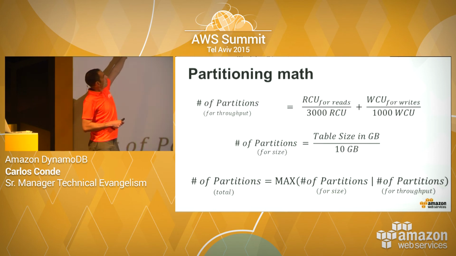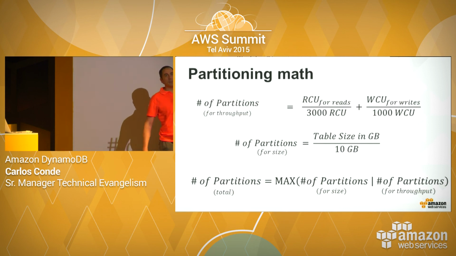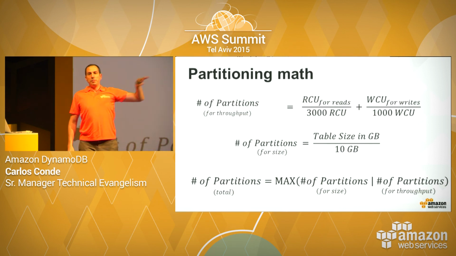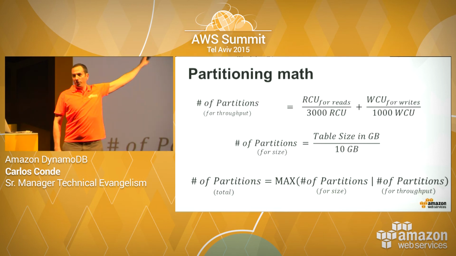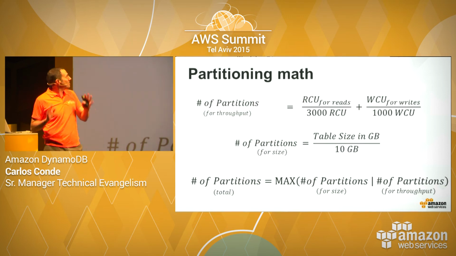So we're going to keep the number of partitions for throughput. Basically, we take the amount of read capacity that you provision for reads, divided by 3,000, and the same for the write capacity divided by 1,000. Everything is in the documentation, right? I don't remember the page, perhaps 320 something, but it's in the documentation.